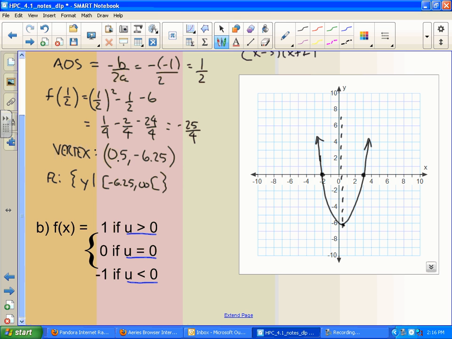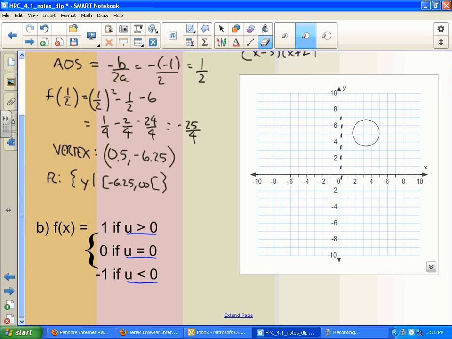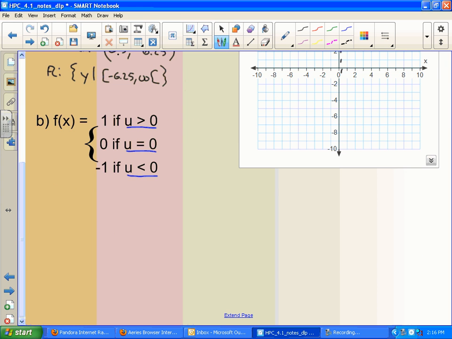So what I recommend for folks if they're graphing these piecewise is you lightly draw in the entire function without these restrictions, and then you just erase the parts you don't need. So I'm going to get rid of this. We can do this next one. So f of x equals 1, then I have it equaling 0, and then it's equaling negative 1. So those are all just horizontal lines.